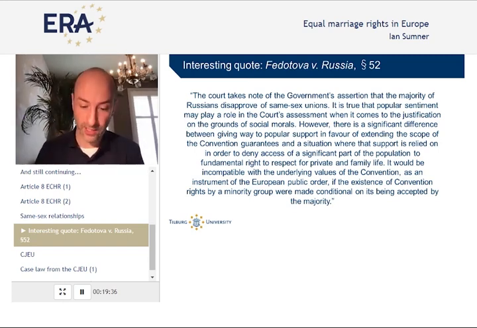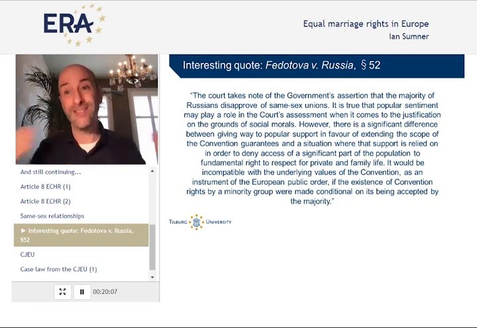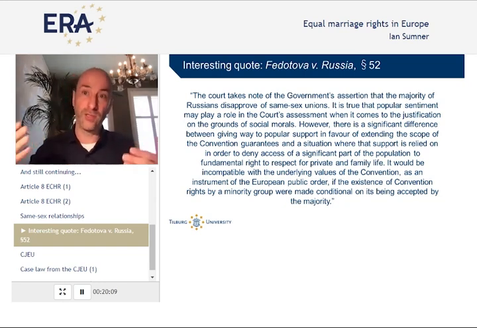And the European Court continues. However, there is a significant difference between giving way to popular support in favor of extending the scope of the Convention guarantees and a situation where that support is relied on in order to deny access of a significant part of the population to fundamental right to respect for private and family life. So what we see here is the use of that argument can be used in order to say, this is why we extend certain rights further, but it can't be used negatively to say this is why we deny certain parts of the population these rights.